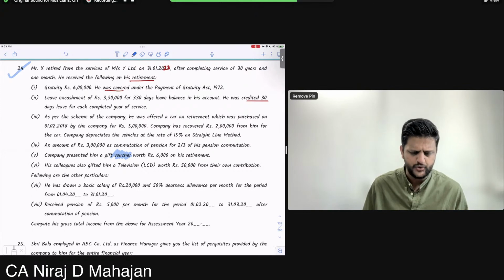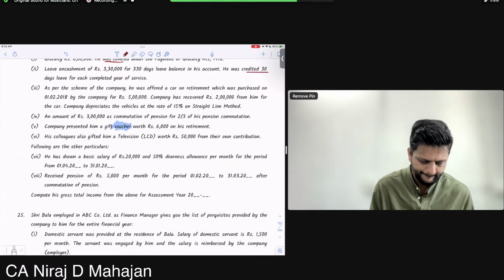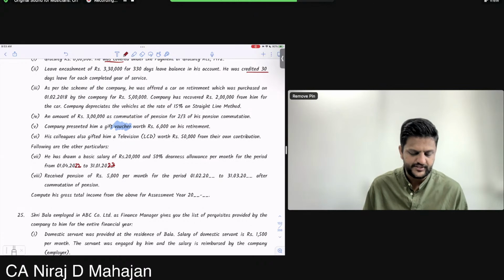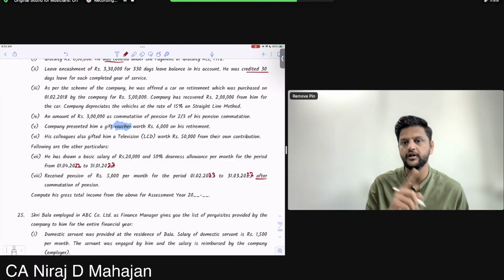Other details: he was drawing basic salary 20,000 and 50% DA per month for the period from 1/4/22 to 31st March 23, because he retired on Jan end. He received a pension of rupees 5,000 per month from 1/2/23 till 31st March 23. Underline the word after commutation of pension.